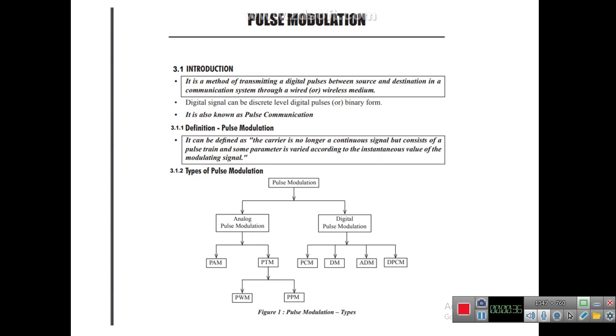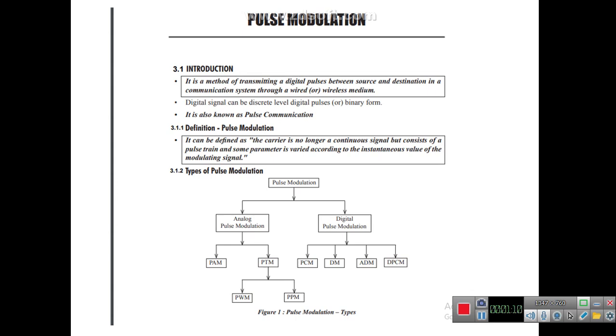A digital signal can be a discrete level. Digital pulses are in binary form, so it is also known as a pulse communication system. The definition of pulse modulation is that the carrier is no longer a signal but consists of a pulse train, and some parameters are varied in accordance with the instantaneous values of the modulating signal. Here the parameter is amplitude, position or width. This parameter changes in accordance with the modulating signal.